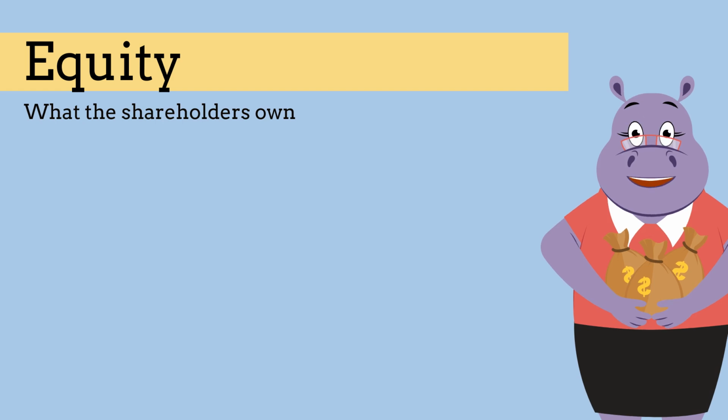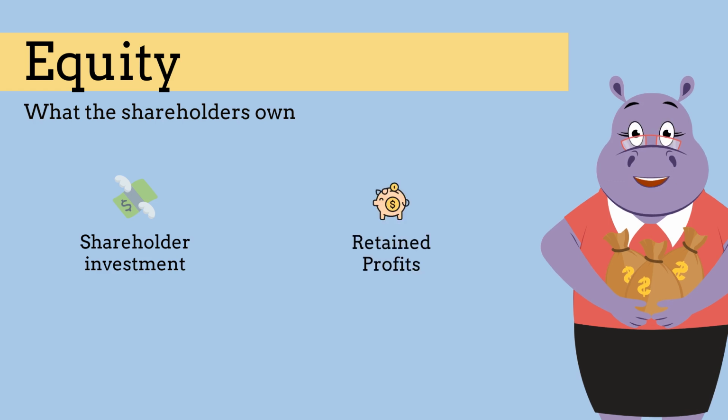Finally, we have equity. Equity is what's left over when you subtract liabilities from assets. It represents money invested by owners and profits the company has kept over time. Equity is essentially what the company is worth to its owners.